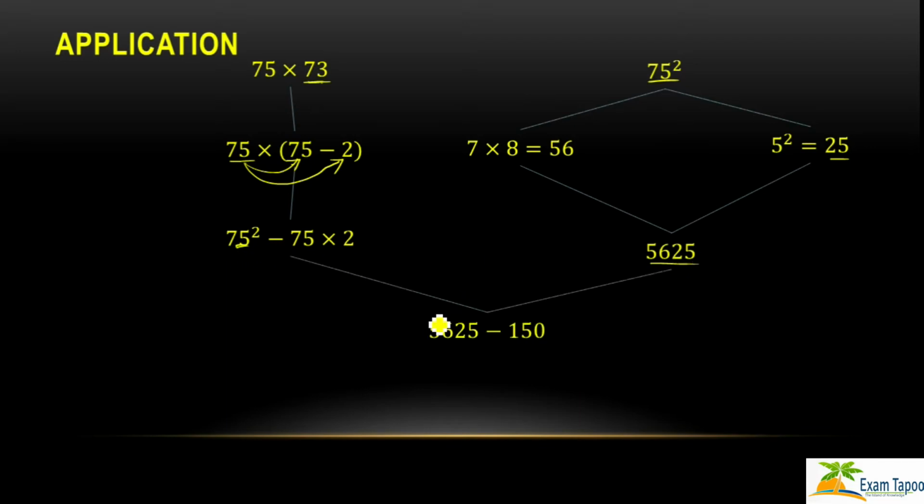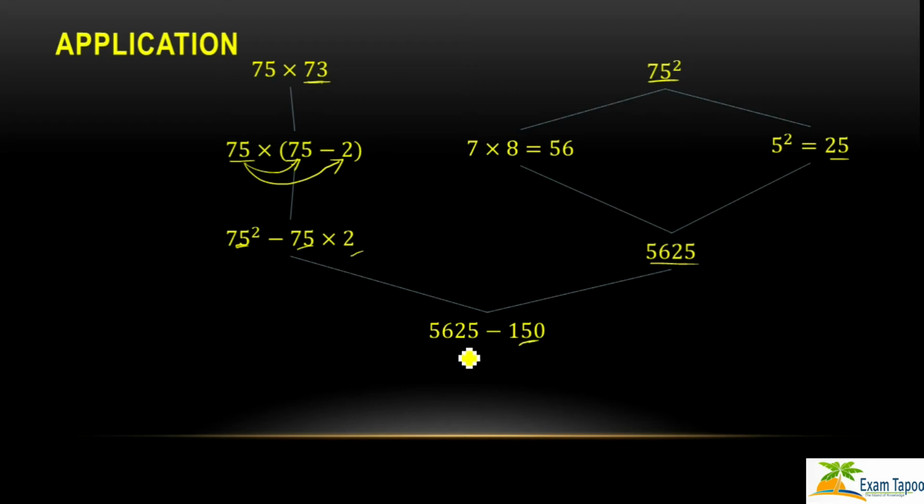It will give you 5625 minus now 150. 75 times 2 will give you 150. It's easy to calculate. It does not need any special knowledge of calculation. 75 times 2, just double the 75, it is 150. So what I have to do is, from 5625, I have to subtract 150.